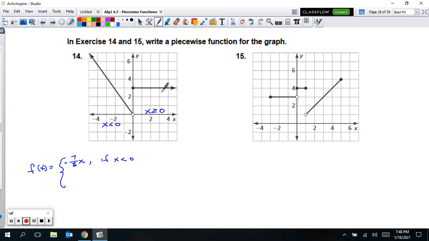Okay, our other one here is just a constant. It's at 3, so we're just going to put 3 if x is greater than or equal to 0. So there's our function. We wrote it out. So we're just going backwards. And this time they're showing us the function on the graph, and they just want us to write it out in this form here. All right, so this one's got 3 functions going on here.